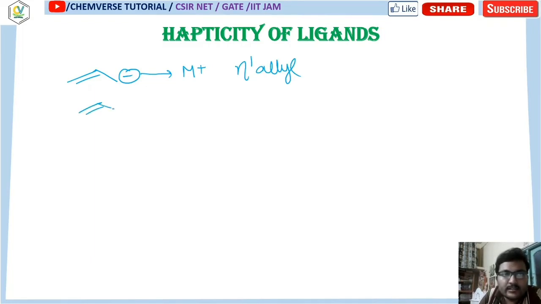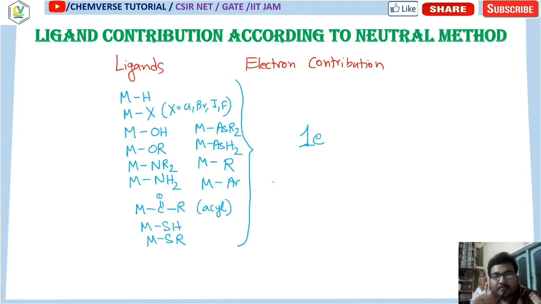It can donate its pi electron as well. So you can think that it can behave as hapto 3 allyl, where this 3 center is donating electron. Now the matter is what will be the ligand contribution.